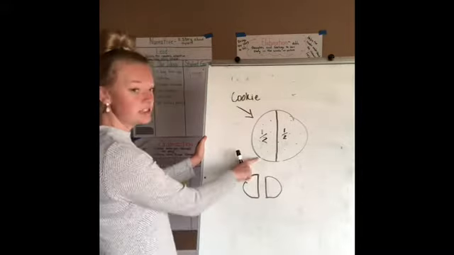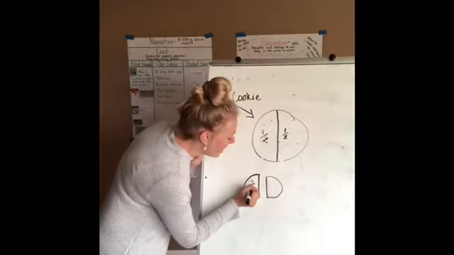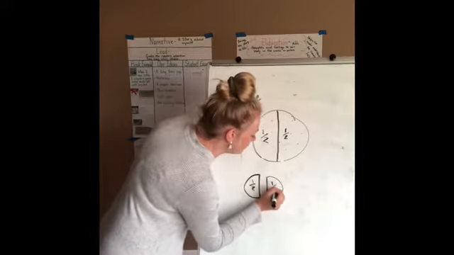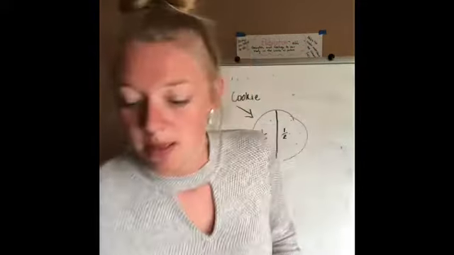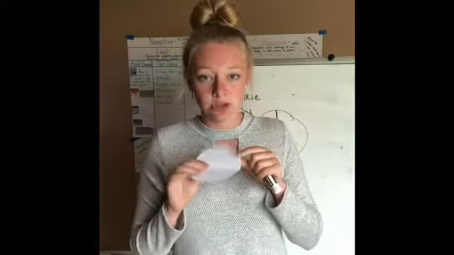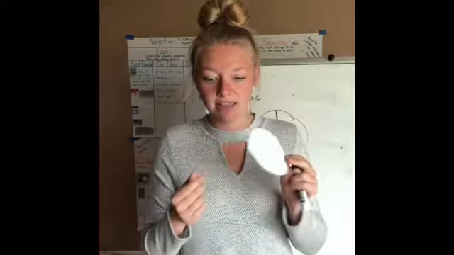And instead of one cookie, we have 2 half cookies. Okay, I'm gonna pass you guys out another piece of paper, and this time we're gonna pretend it's a pie, okay? But I'm gonna pass it out to you guys in groups of 3. So every group of 3 is gonna get one pie, okay? So let me pass those out.